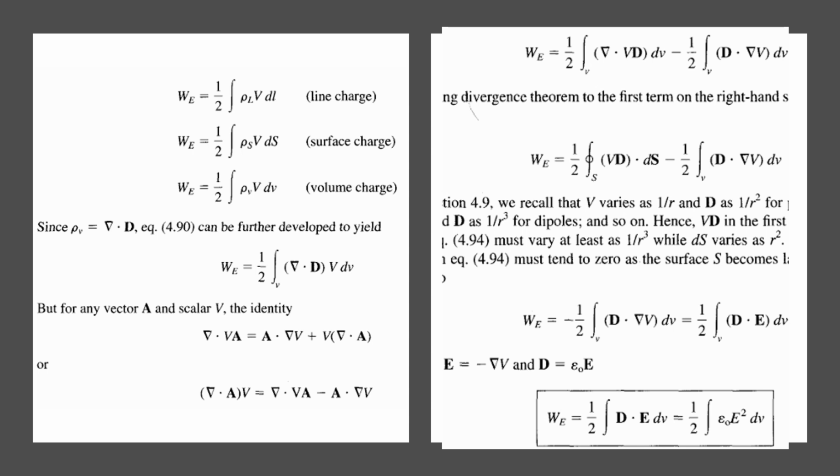Now we'll use some vector calculus, and then we can find the value of WE, after using the identity for the divergence of V times A, where V is a scalar quantity. We will get WE is equal to minus half of the integral of del V into D dV. Finally, we get WE is equal to half of the integral of D into E dV, which equals half of the integral of epsilon naught E squared dV. Epsilon naught is the permittivity and E is the electric field. So this is the general expression for volume charge.